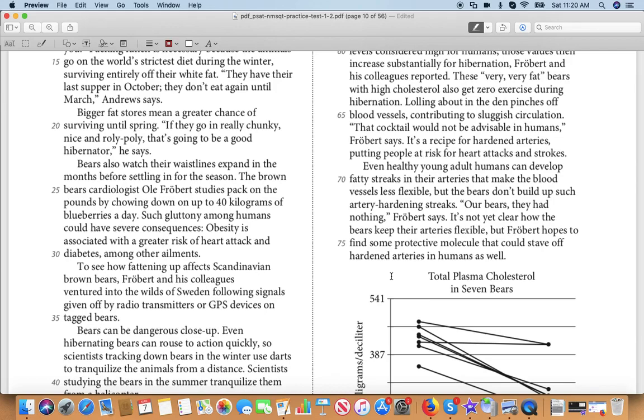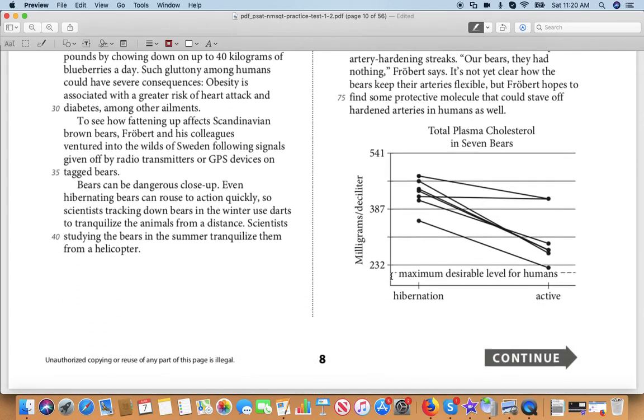Any questions about that stuff? No, it's pretty straightforward. Okay. Let's keep reading. To see how fattening up affects Scandinavian brown bears, Frobert and his colleagues ventured into the wilds of Sweden following signals given off by radio transmitters or GPS devices on tagged bears. Bears can be dangerous close up. Even hibernating bears can rouse to action quickly, so scientists tracking down bears in the winter use darts to tranquilize the animals from a distance.